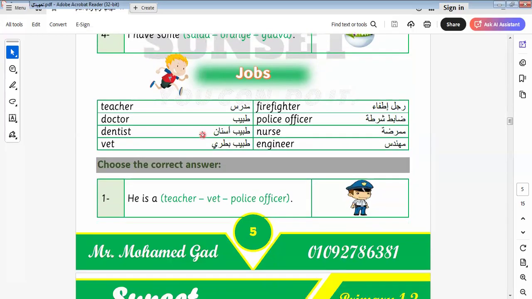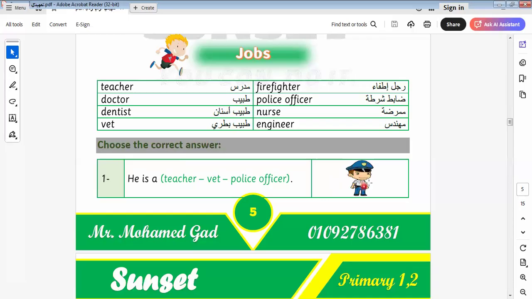Here we talk about jobs. I think we know jobs before, and we know the many jobs. We have teacher, doctor, dentist, vet, and during the summer course I gave you the jobs and I gave you the question about your future job and told you to write about your future job. I think we did this during the summer course and also when we were learning Discover. Teacher, doctor, dentist, vet, firefighter, police officer, nurse, and engineer.